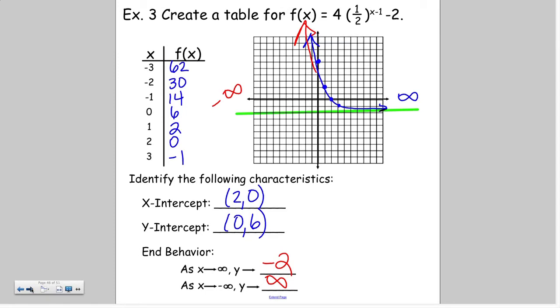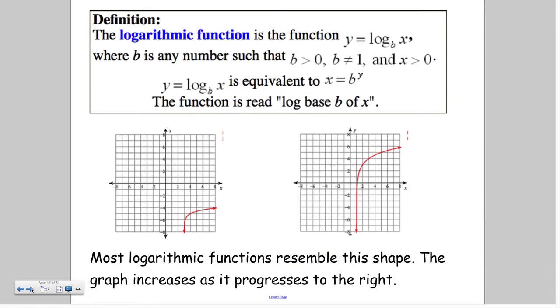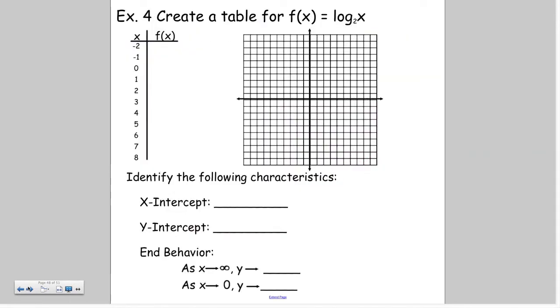Alright, now let's look at graphing logs. Log functions resemble that shape. It's kind of a sideways J. It looks like an exponential function's been turned sideways. If you look down at example 4 on page 23, I'm still going to go through the same process. I'm going to make my t-chart, plot my points, and see where it goes.